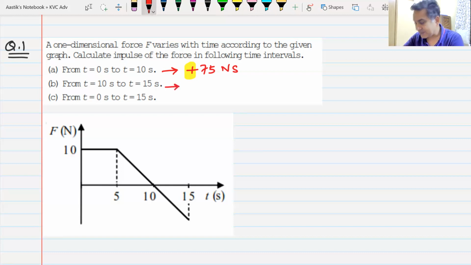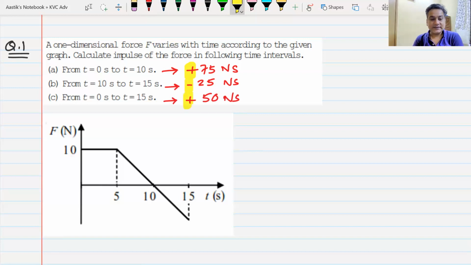What is the answer for the second one? Minus 25 newton seconds. Good. Minus indicates direction. Good. Third one. Plus 50 Newton second. Plus indicates direction. Good. Everyone got this answer? Yes or no?